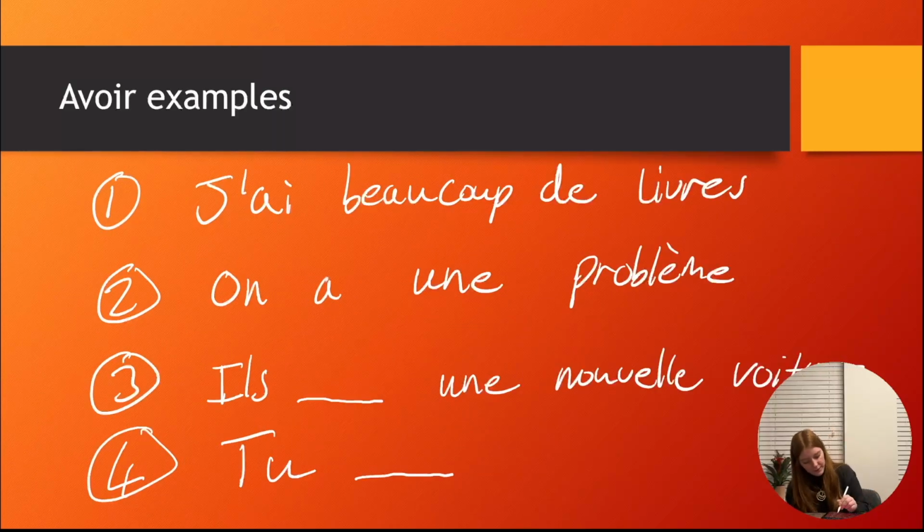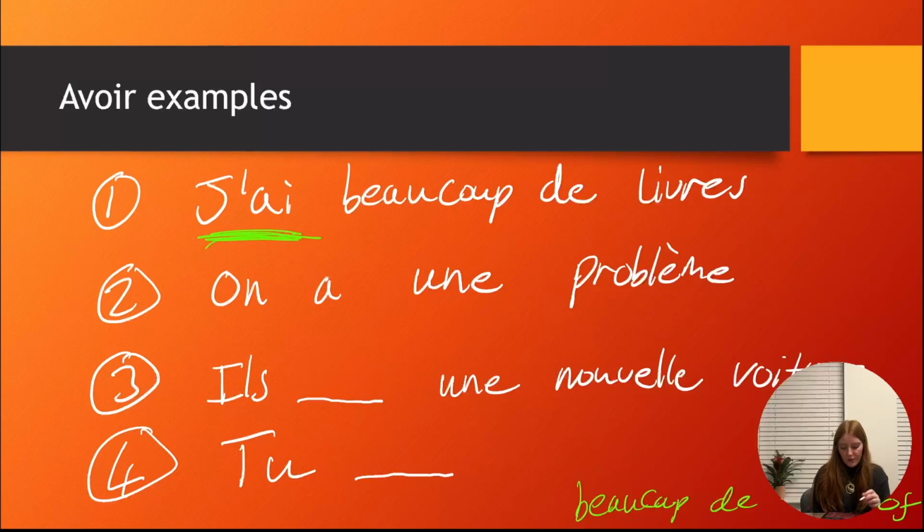So okay, so here we've got j'ai, so we've got no E, we've got apostrophe AI. J'ai beaucoup de livres. So beaucoup de just means a lot of. Lots of. So, j'ai beaucoup de livres. Livre is books. J'ai beaucoup de livres. I have a lot of books.